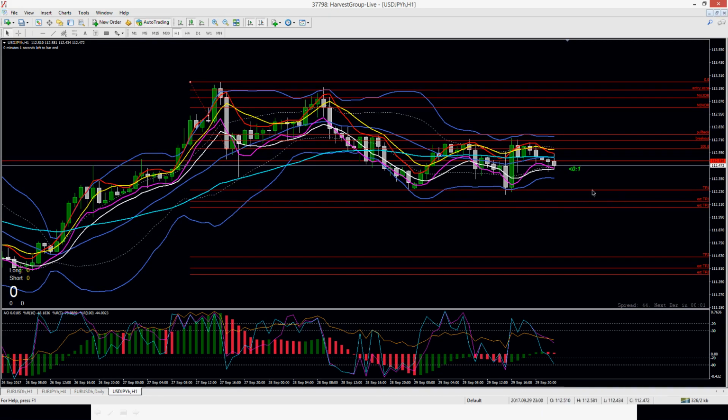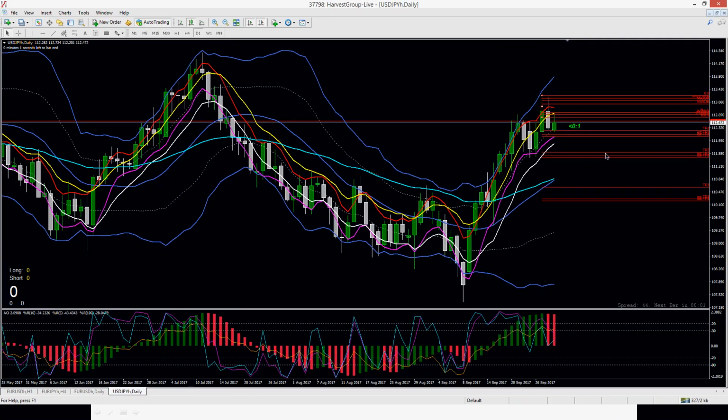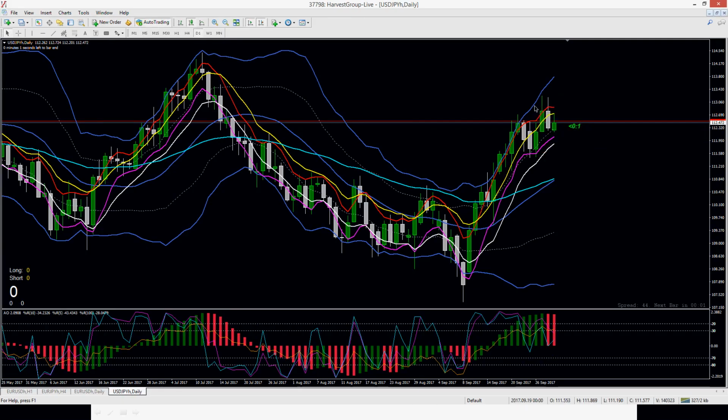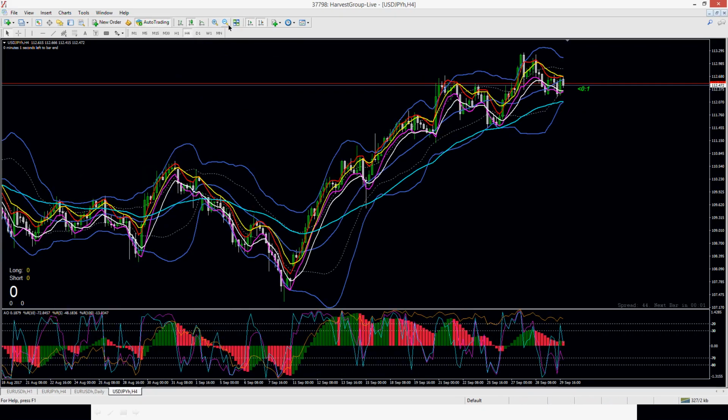So let's see where TP1 lands. If you can see here, TP1 lands exactly at daily reentry. So you can use all of this stuff to solidify your analysis. And then obviously H4, let me just check here.